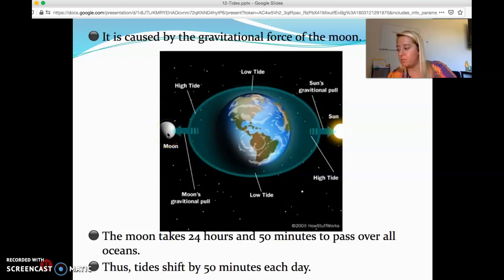So the moon's gravity is pulling on the ocean here, and as it pulls, if you can imagine this, the earth is spinning, the moon is going to shift or go around, and with it the tides as well. So when the moon is, say, right here, high tide is going to be right here and right here. Low tide is going to switch right here and right here.